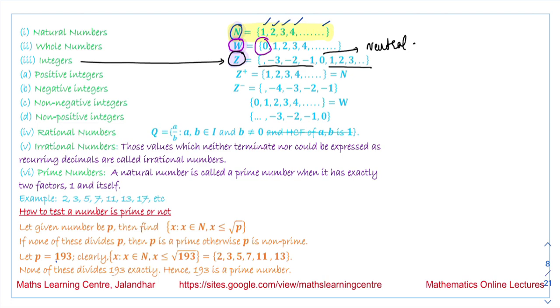Next we are talking about positive integers. If we write the integers, we write the collection in this form: minus 2, minus 1, 0, 1, 2, 3.